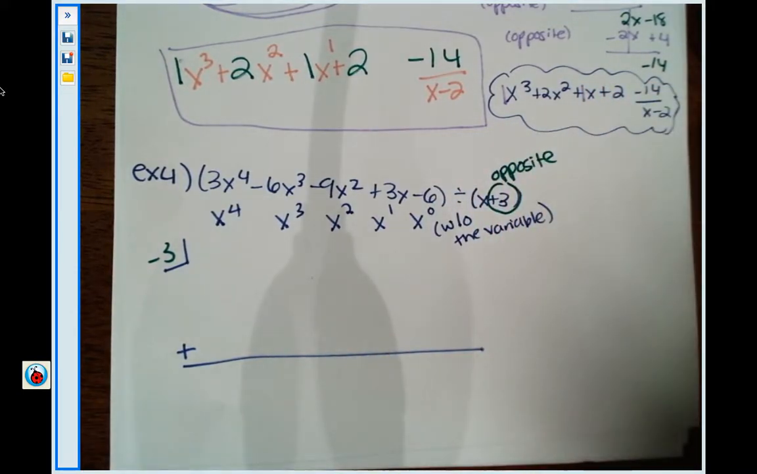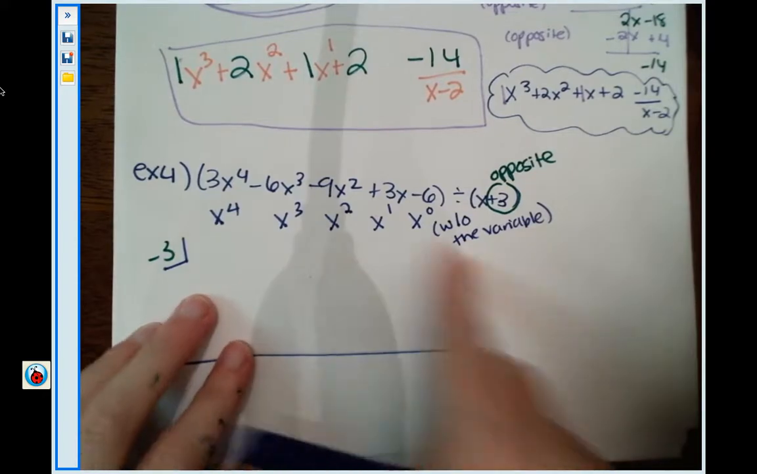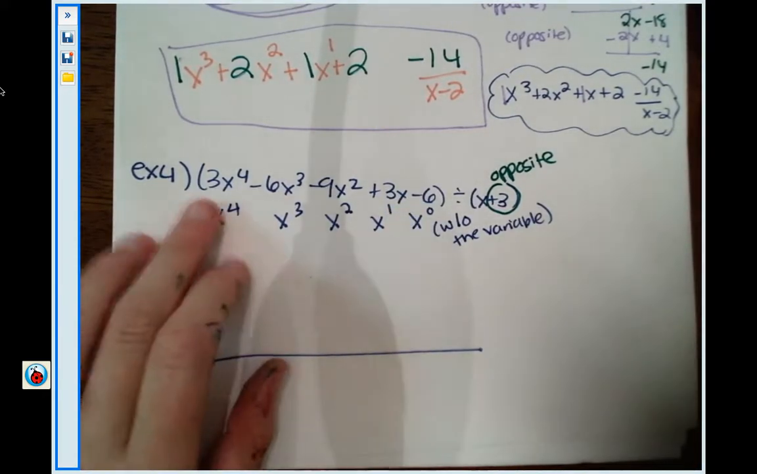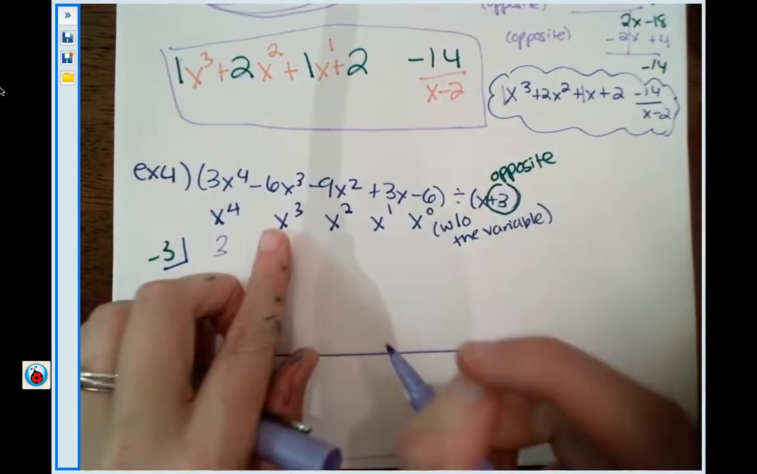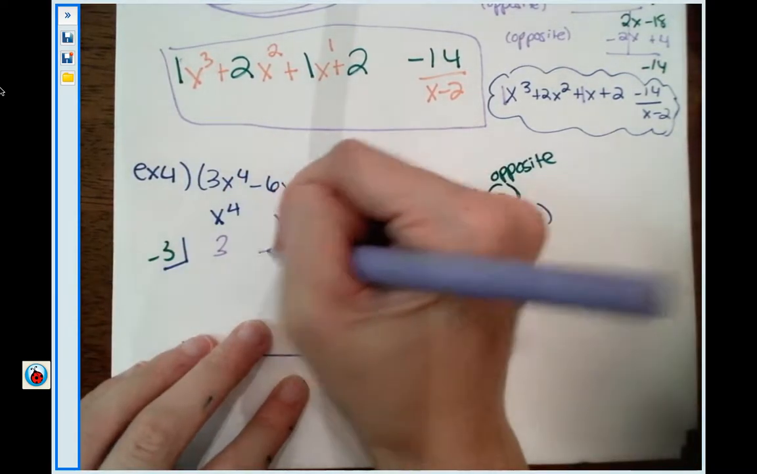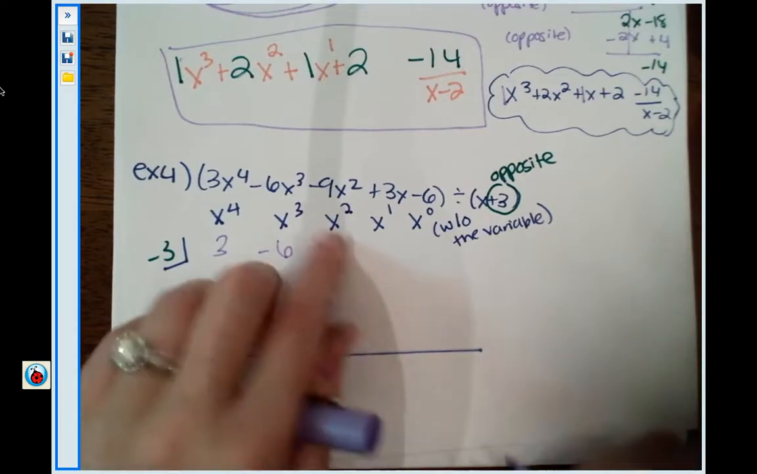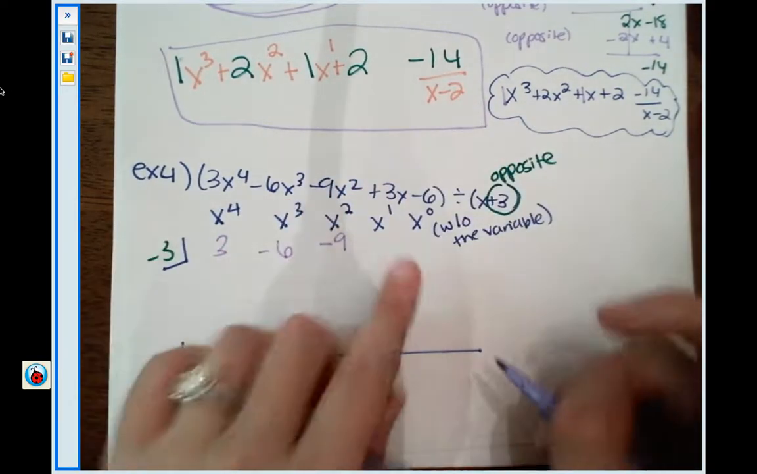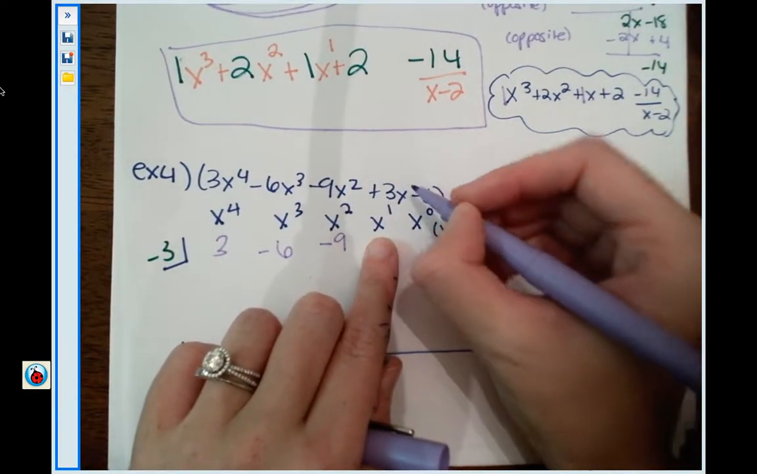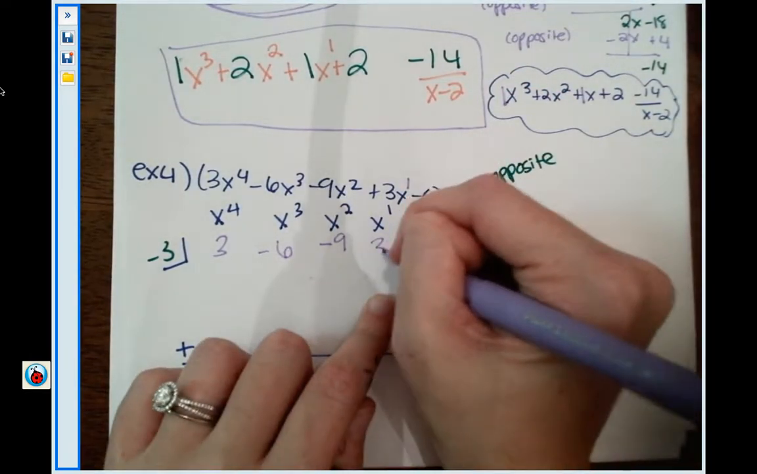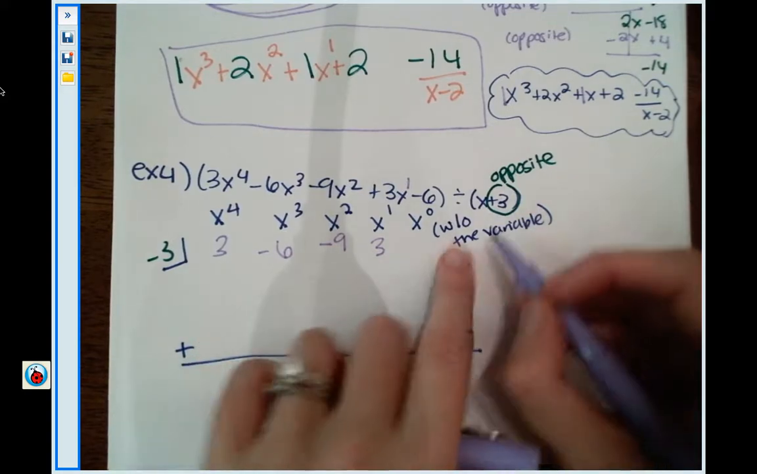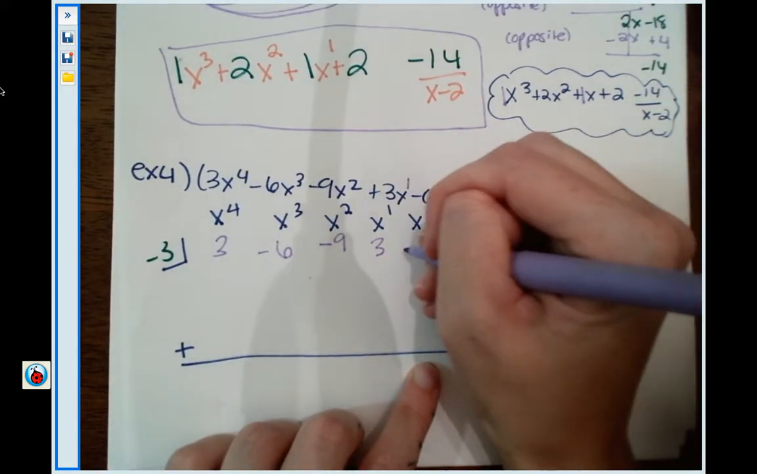Alright guys, let's get rocking. So, we're writing the coefficients from the dividend. My coefficient on x to the fourth is 3. My coefficient on x to the third is negative 6. My coefficient on x squared is negative 9. My coefficient on x to the first, even though I don't see an exponent, there secretly is a 1, so my coefficient is 3 here, and then the one without the variable is negative 6.